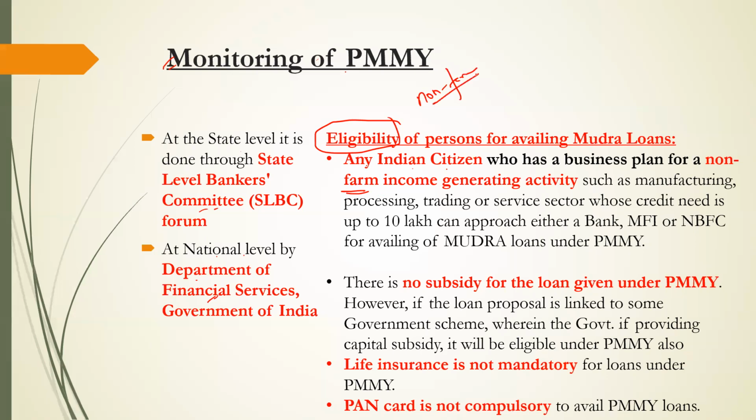It can be processing, but again, not related to farming sector. Exactly, direct in the farming sector. Apart from that, for processing all of that, you can avail. Okay, now there is no subsidy for the loan which is given under Pradhan Mantri Mudra Yojana. Okay, now PAN card again is not compulsory. Life insurance again is not mandatory for loans under the scheme. Okay, so if you want to avail loan under the non-farm sector and you want to avail up till 10 lakhs, you can avail it under PM Mudra. I hope this is clear.